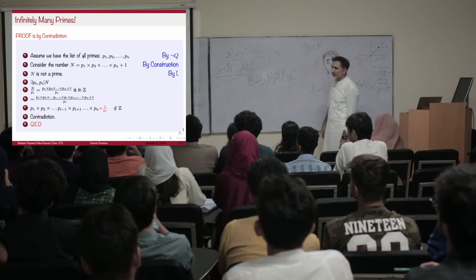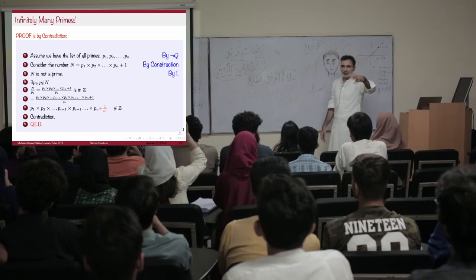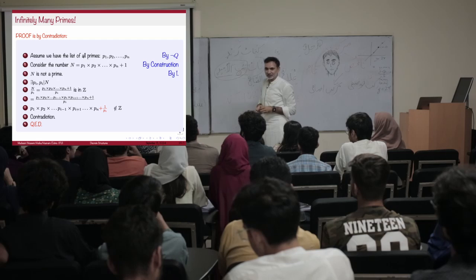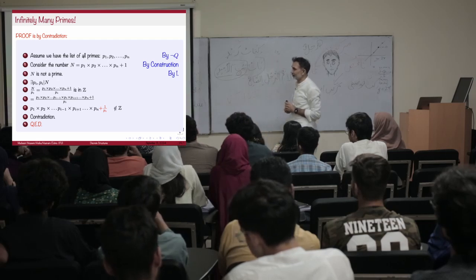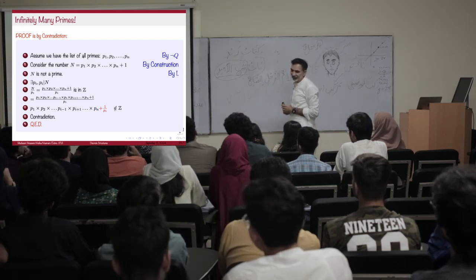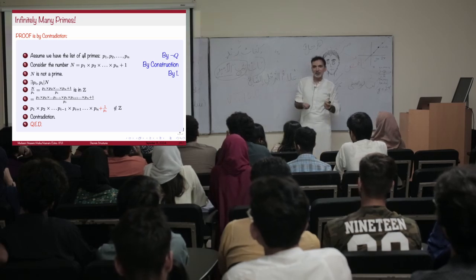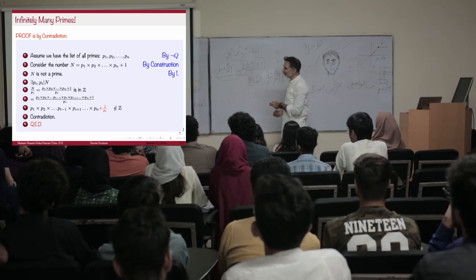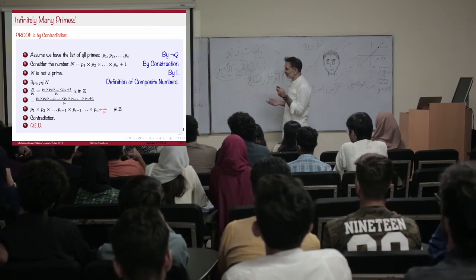The people in the third row, why is this true? Yeah. If N is not a prime number, then N must be divisible by one of the prime numbers that you know. Okay? Cool. So this is by the definition of composite numbers.